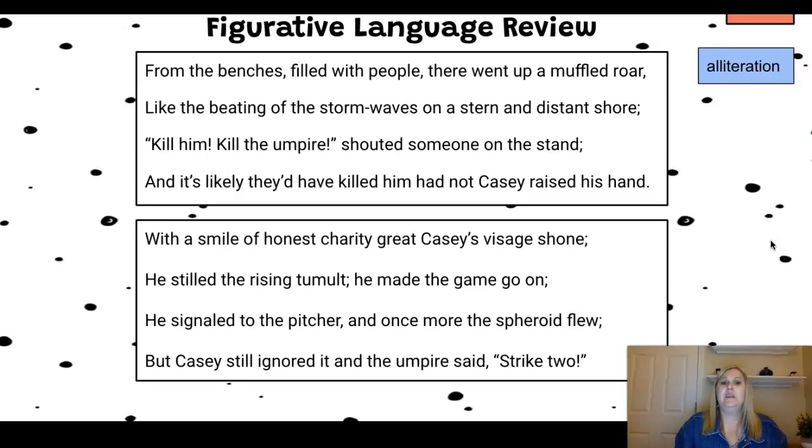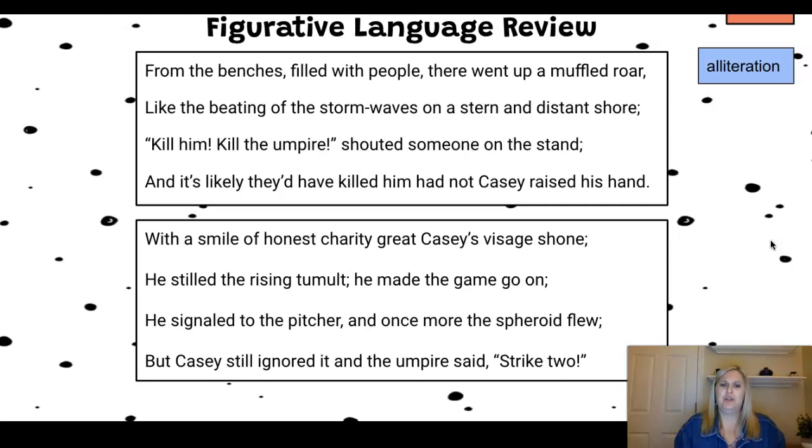Okay, the next one. From the benches filled with people there went up a muffled roar, like the beating of storm waves on a stern and distant shore. Kill him! Kill the umpire! Shouted someone on the stand, and it's likely they'd have killed him had not Casey raised his hand. With a smile of honest charity, great Casey's visage shone. He stilled the rising tumult, he made the game go on.